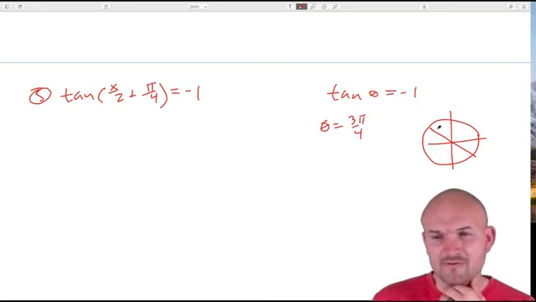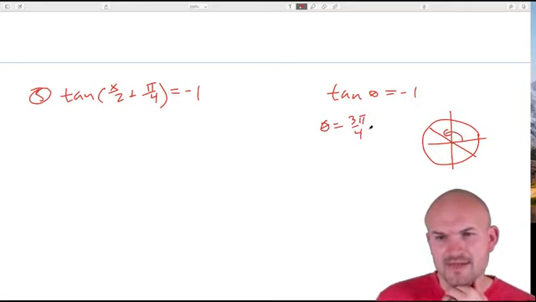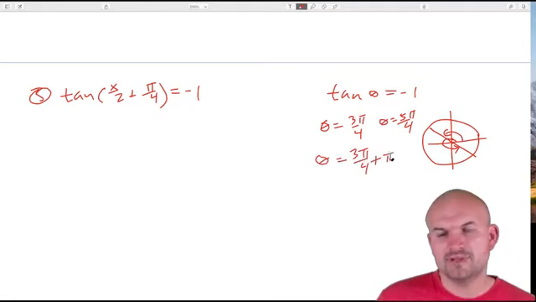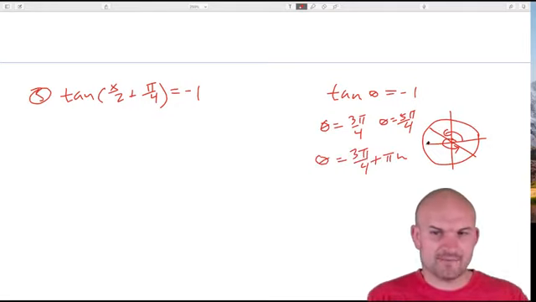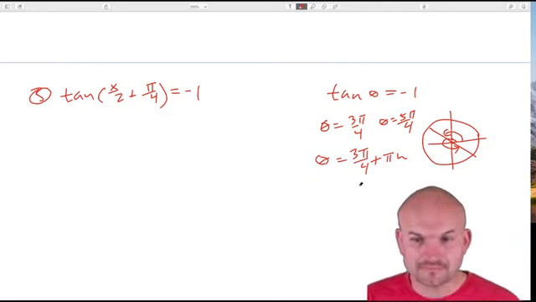But again, you have 3 pi over 4, which is that angle. And then you have theta equals 5 pi over 4. Okay, that would be that angle right there. So if we want to write these as all solutions, we could say theta equals 3 pi over 4 plus pi n. Because if you have this angle, you add pi, it's going to take you to that answer, and you keep on adding pi infinitely many times.